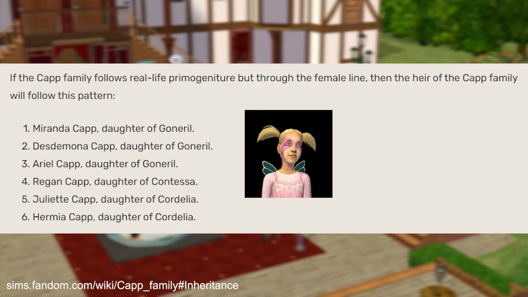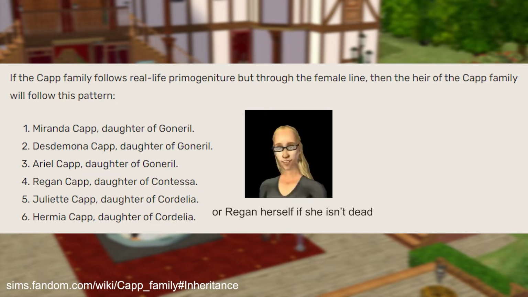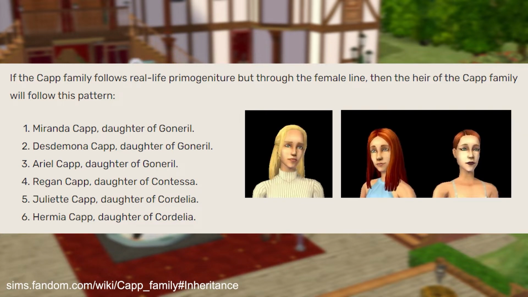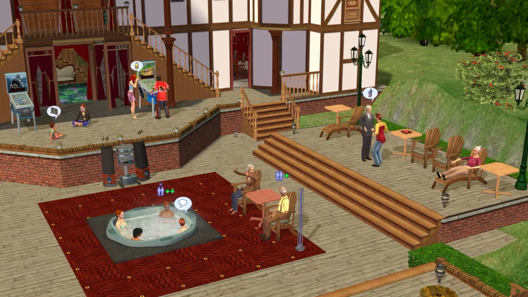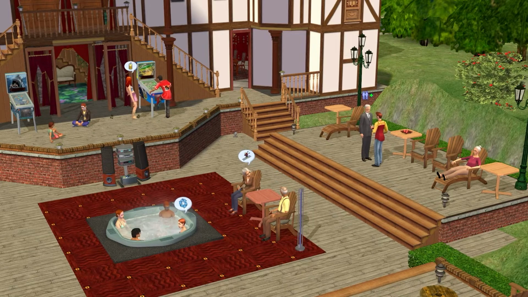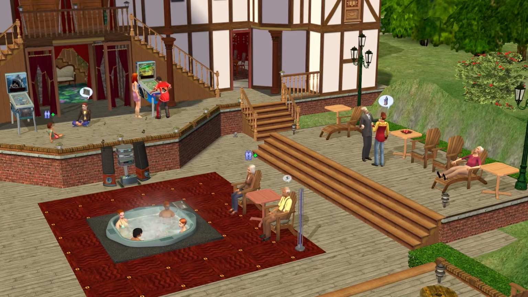If Desdemona dies without a daughter, her younger sister Ariel becomes the heiress, and then if Ariel dies without a daughter, you'd have to look at Regan's daughters and then Cordelia's daughters. To be honest, when I play Veronaville, I tend to view Juliet as the Cap heiress, just because she's from the main Cap household and she's a family sim, and then I go down the line of her daughters.